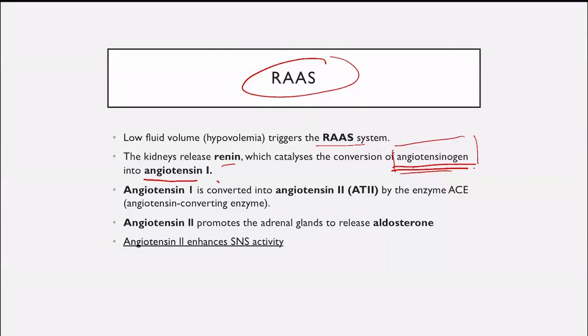Angiotensin 1 is converted into angiotensin 2 by the enzyme ACE. ACE is angiotensin converting enzyme. So all of that, and we're left with angiotensin 2. This is very important. Angiotensin 2 promotes the adrenal glands to release aldosterone. Okay. Now, we just talked about aldosterone before. We're going to come back to it. Angiotensin 2 enhances SNS activity, which is the sympathetic nervous system.